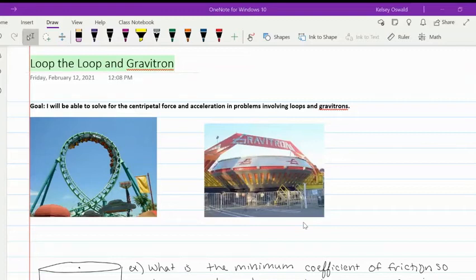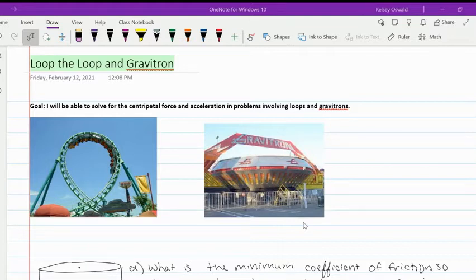By looking at two more specific examples. So our goal for today is that we'll be able to solve for the centripetal force and acceleration in problems involving loop-the-loops and gravitrons. So loops, this could be anything from a roller coaster, swinging an object in a circle, going over a hill as you're driving, really anything where your circle is vertical rather than horizontal.